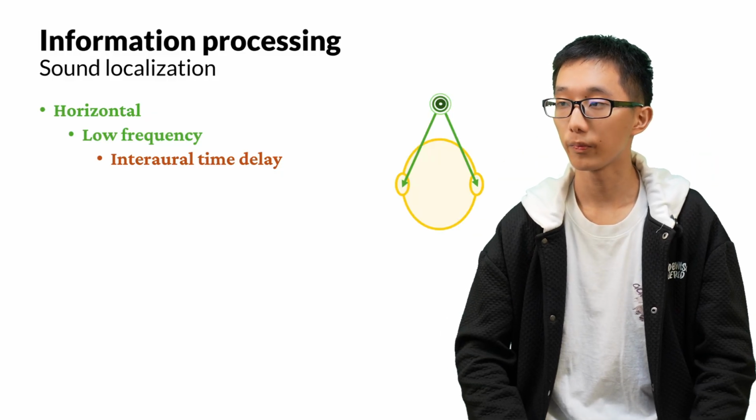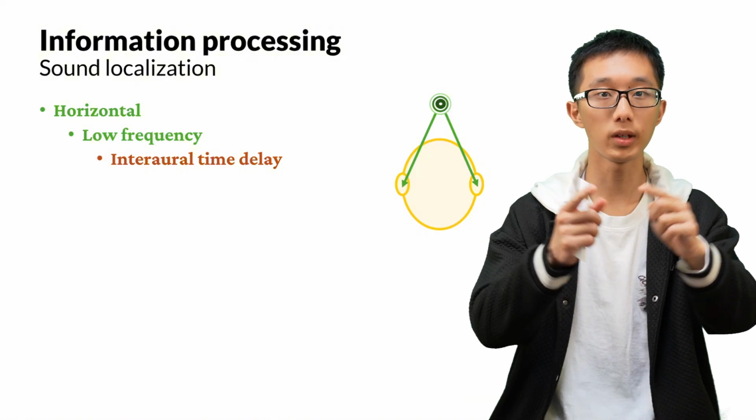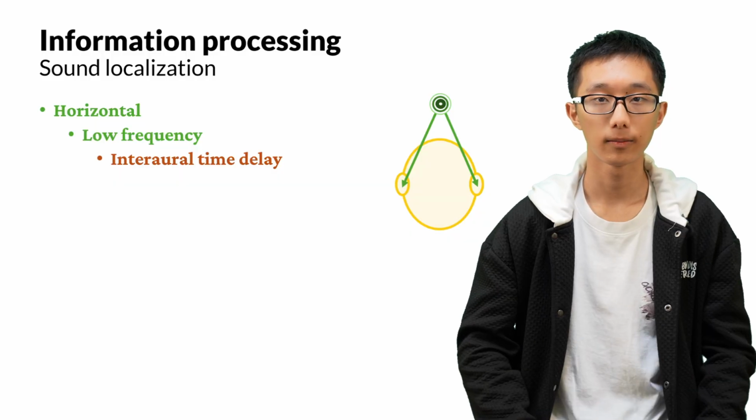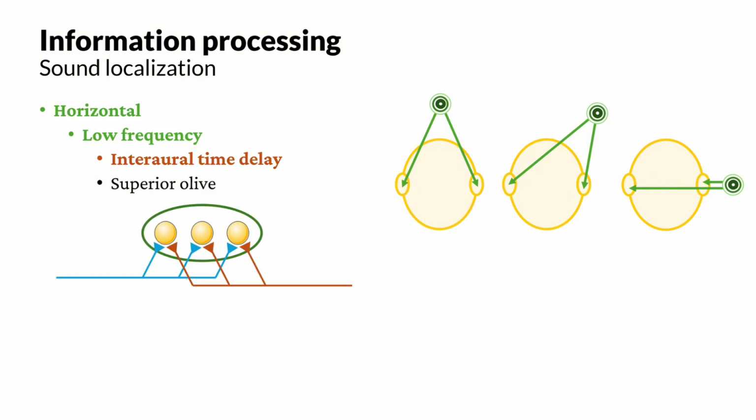So, for example, if the sound source is directly ahead of you, then your two ears will receive the sound wave at the same time. If the sound source is not directly ahead of you, then there will be an interaural time difference. If the sound source is directly next to you, then the interaural time delay will be greatest. The time delay is processed in part by the superior olive.